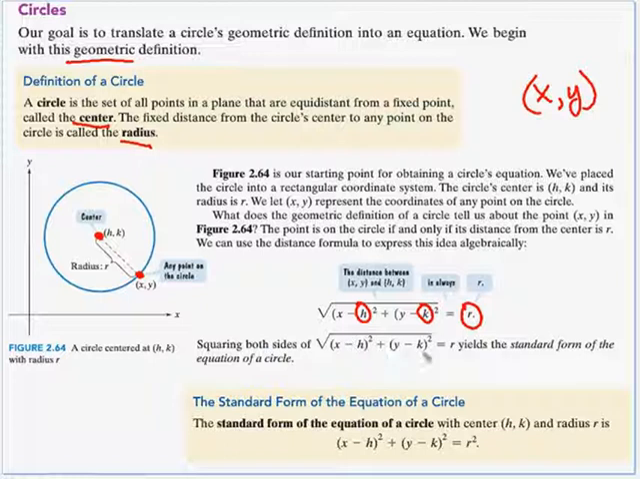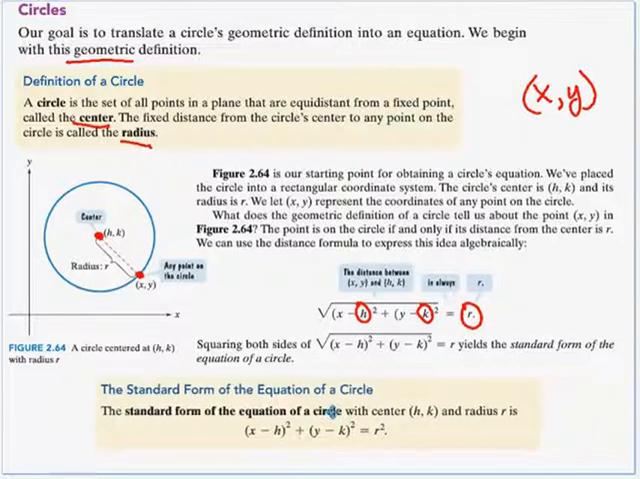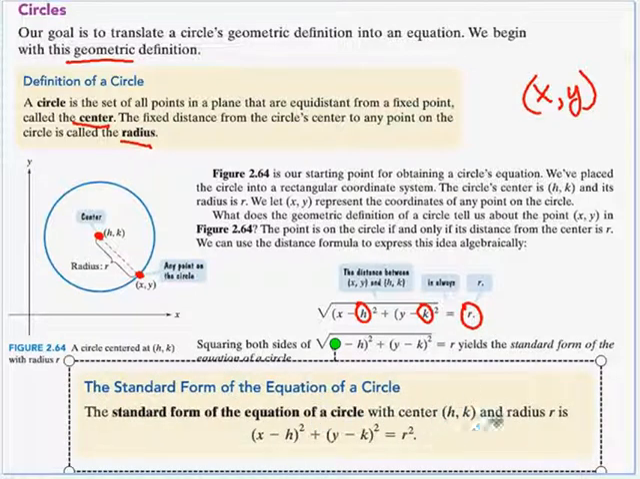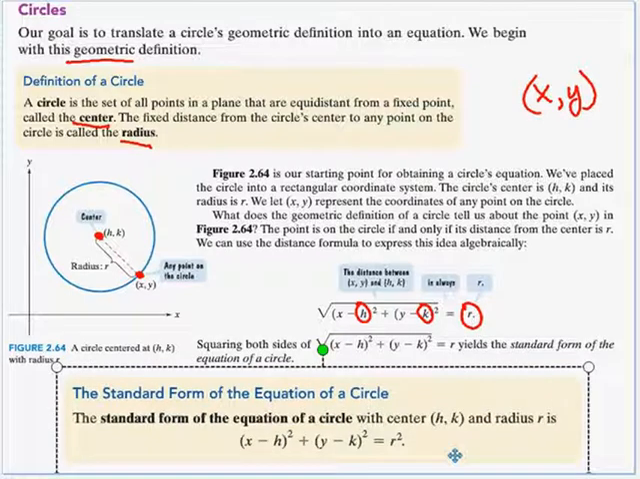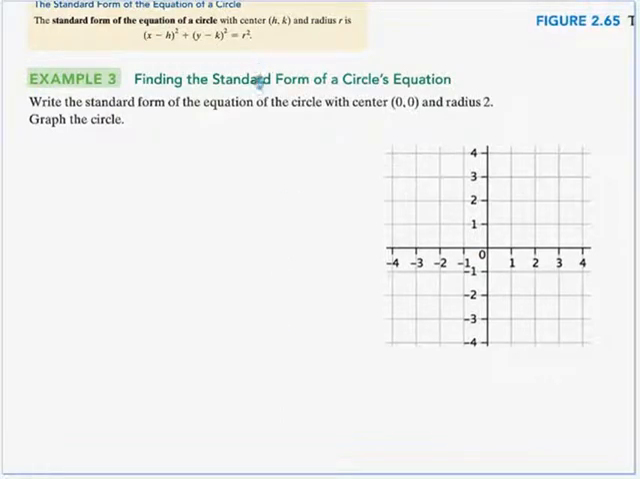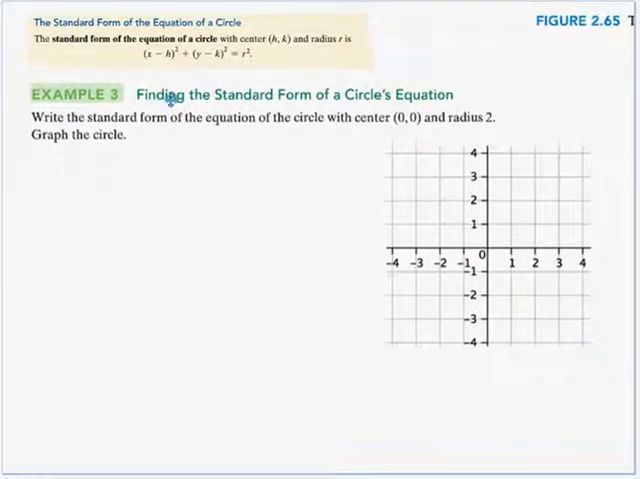Squaring both sides of this equation yields the standard form of the equation of a circle. If I square the left side, the radical disappears, and if I square the r, it becomes r squared. So here's our standard form for the equation of a circle. It has center h, k, and radius r. Our equation is x minus h, quantity squared, plus y minus k, quantity squared, equals the radius squared.